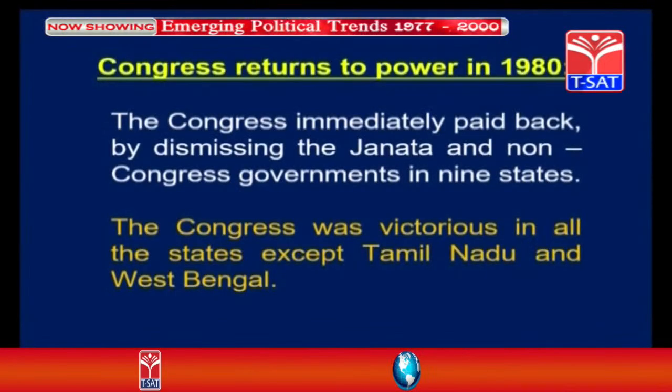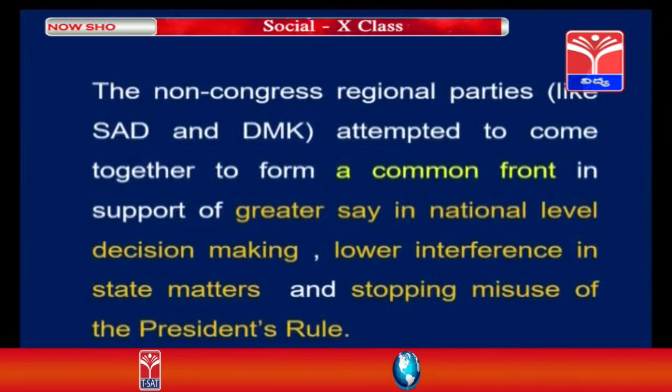And the Congress was victorious in all the states except Tamil Nadu and West Bengal. The non-Congress regional parties like SAD, Shiromani Akali Dal and the Dravida Munnetra Kazhagam attempted to come together to form a common front in support of greater say in national level decision making, lower interference in state matters and stopping misuse of President's rule. So what is President's rule?